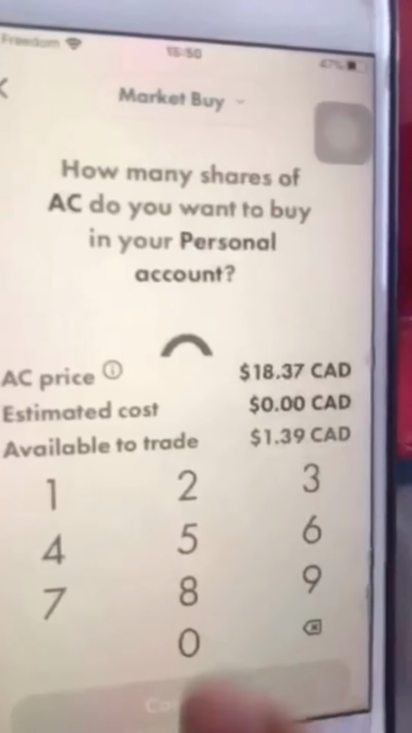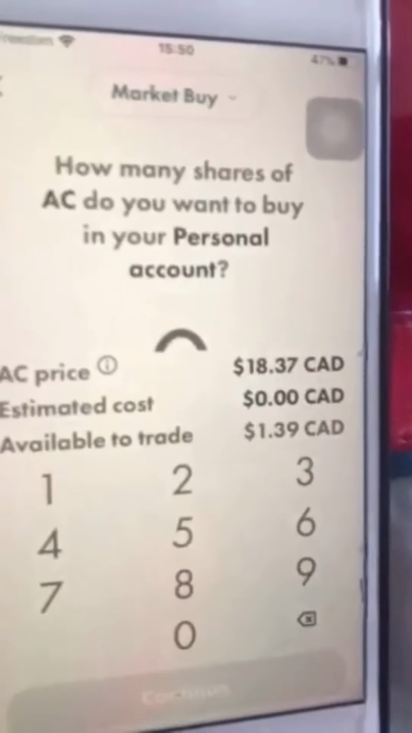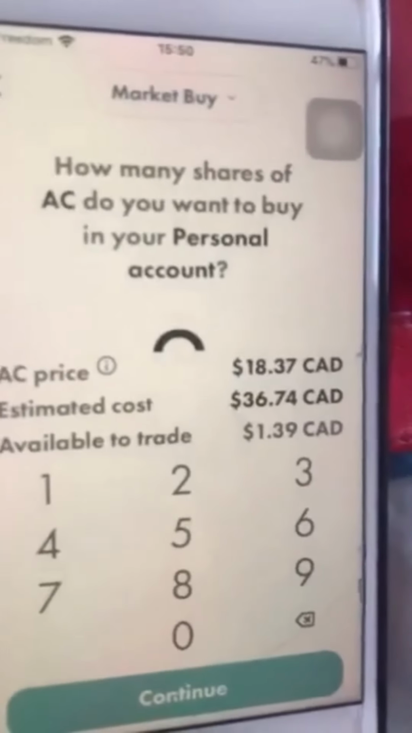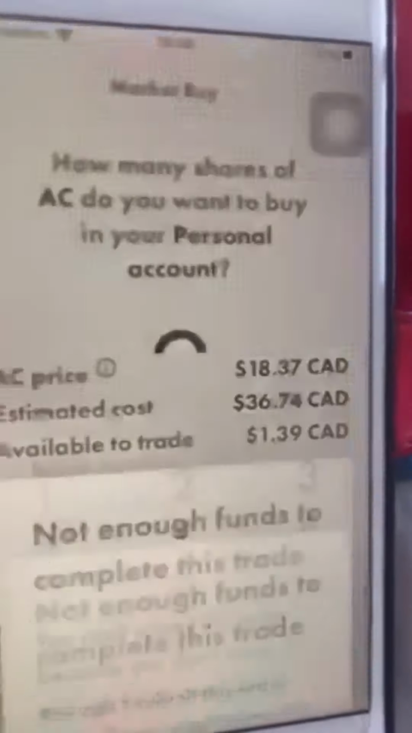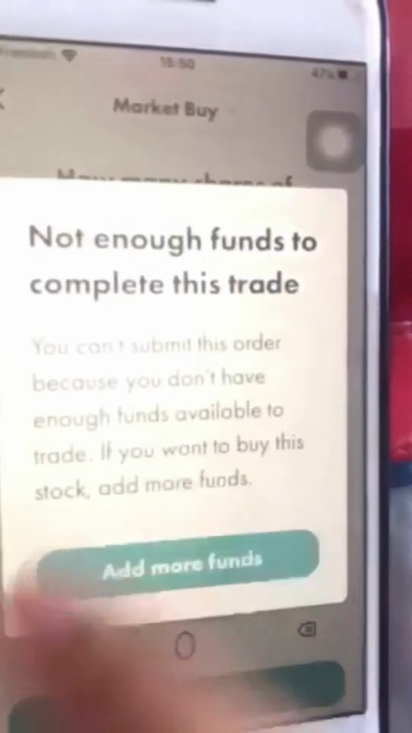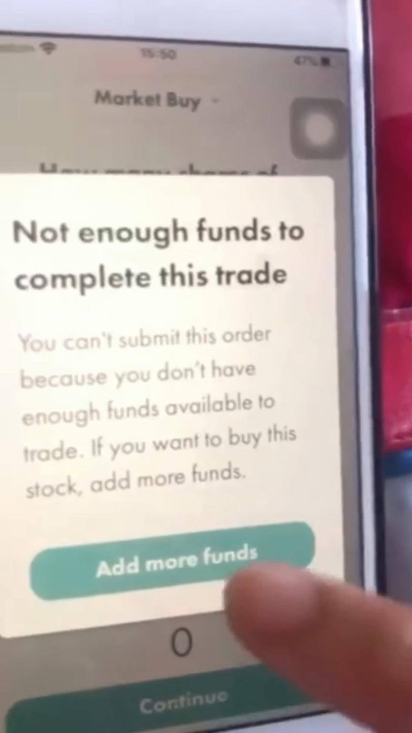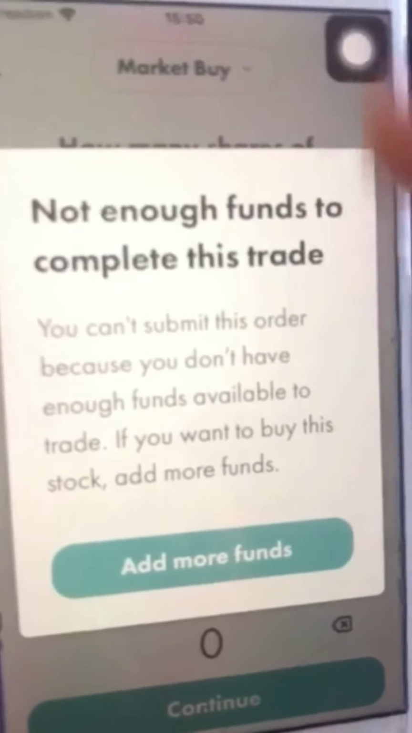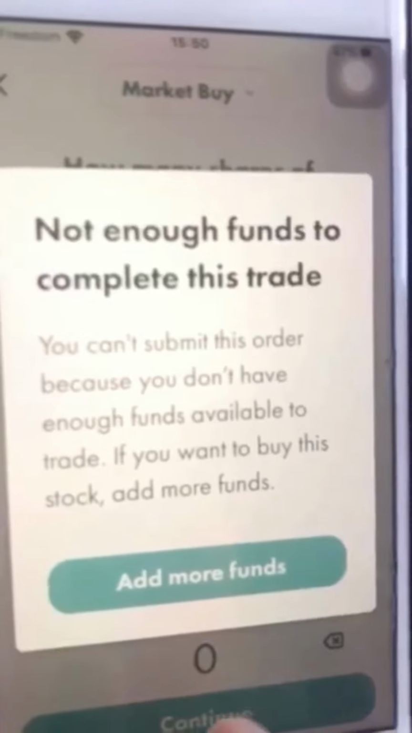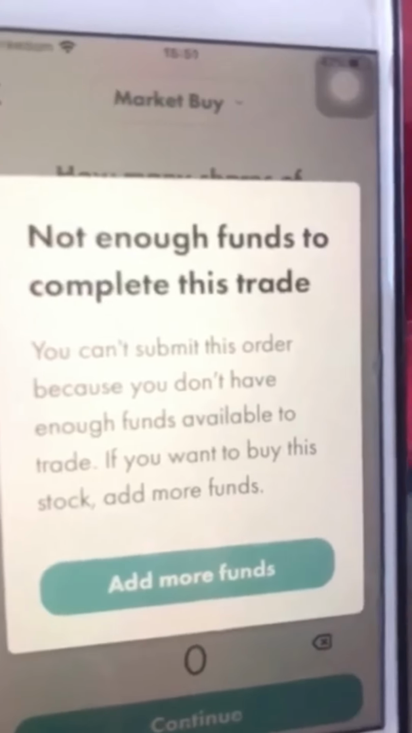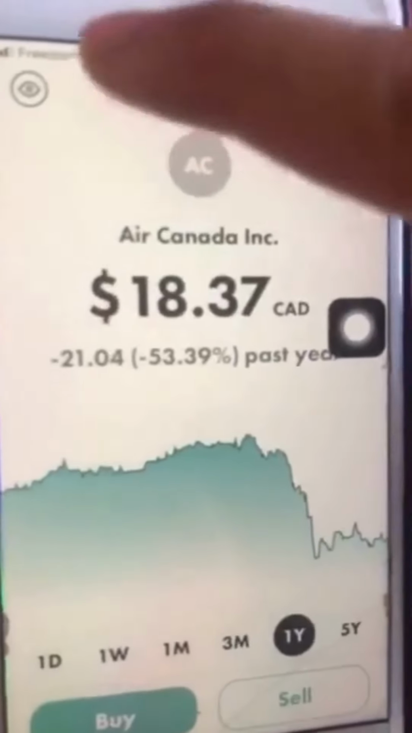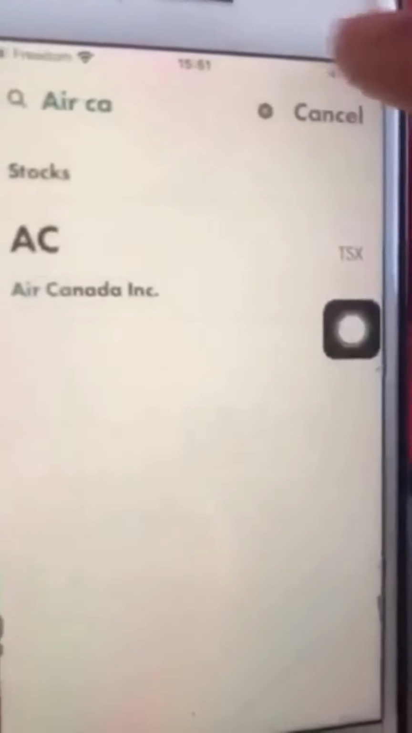And so, how many shares do you want? Let's just, for the sake of example, put 2. Then you just press continue, and it shows not enough funds, because as you can see from the previous page, I only had $1 in my account. But if you have more, it should prompt you to just click next, and then you would press buy at the end.